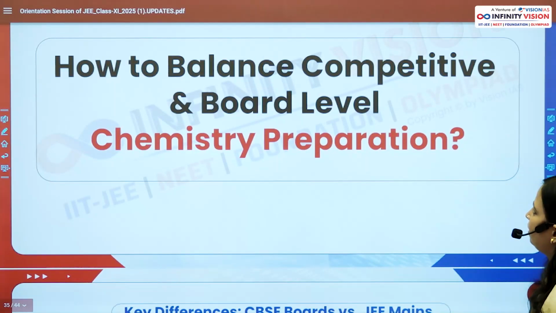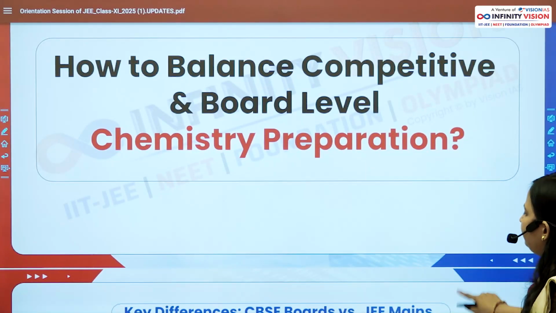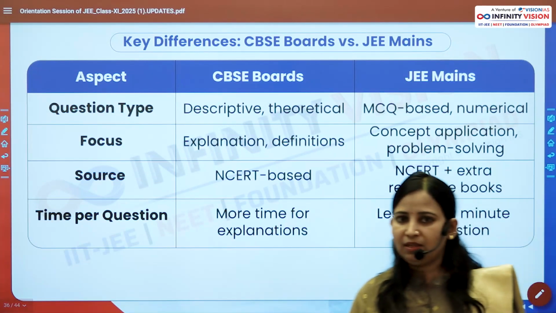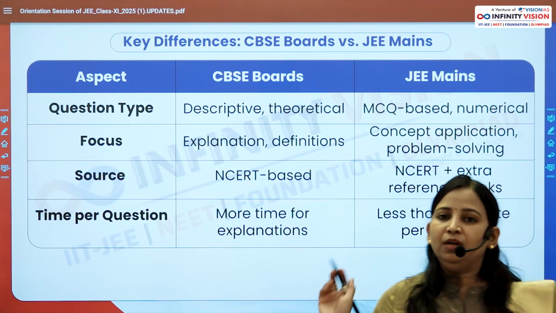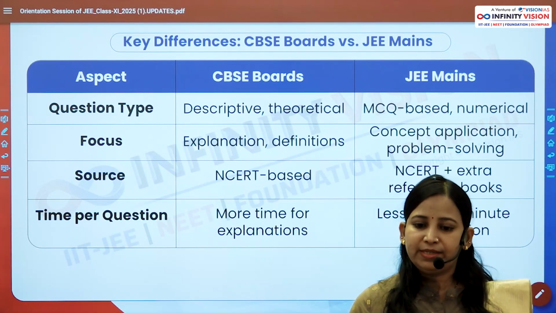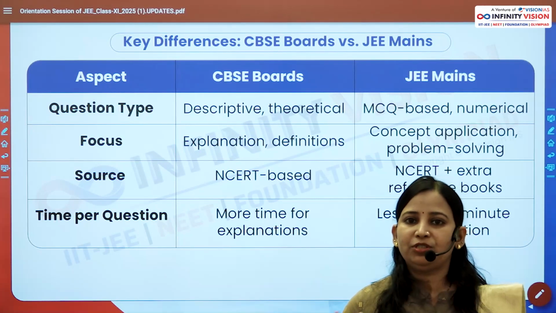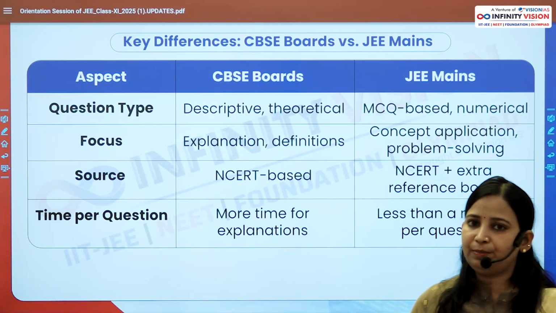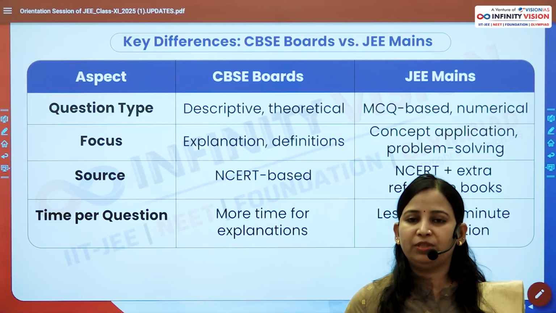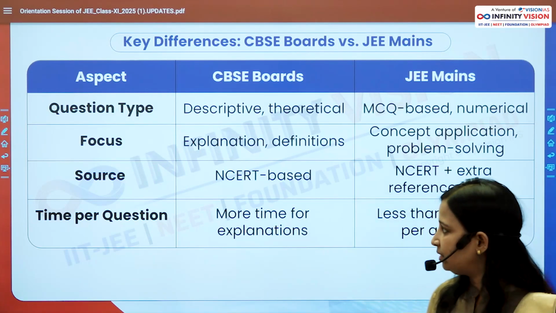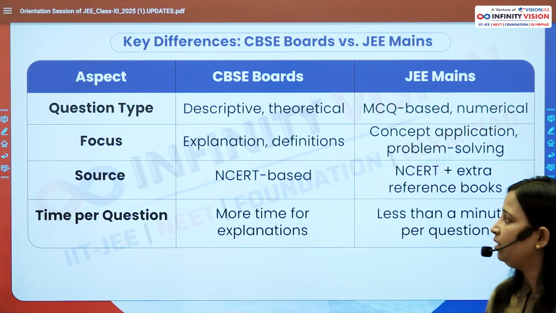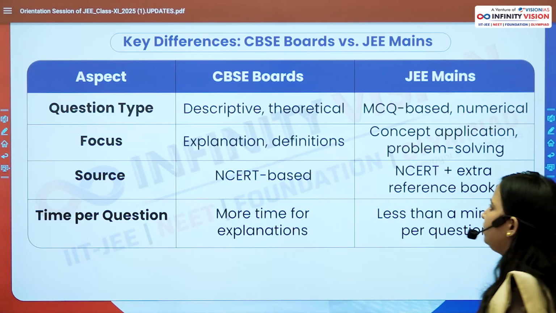Now, how to balance competitive and board level chemistry preparation? Okay, so we know that in class 11 and also in class 12, you have to prepare for both your CBSE exams and for your JEE main exam. So how will you balance the preparation for both the exams? For this, first of all, you must understand what are the differences between the two exams.